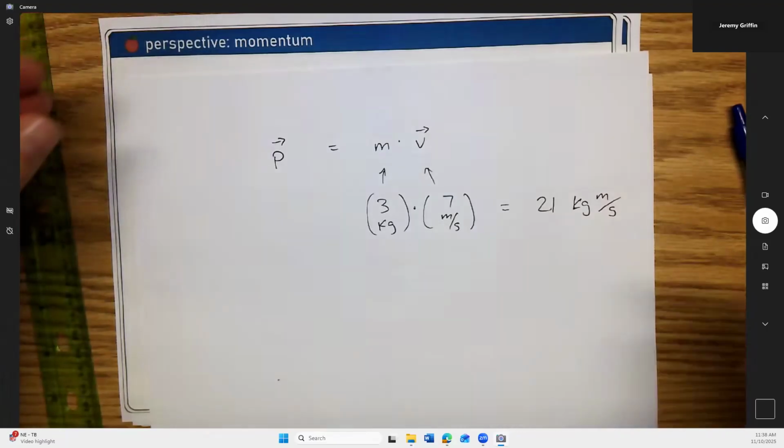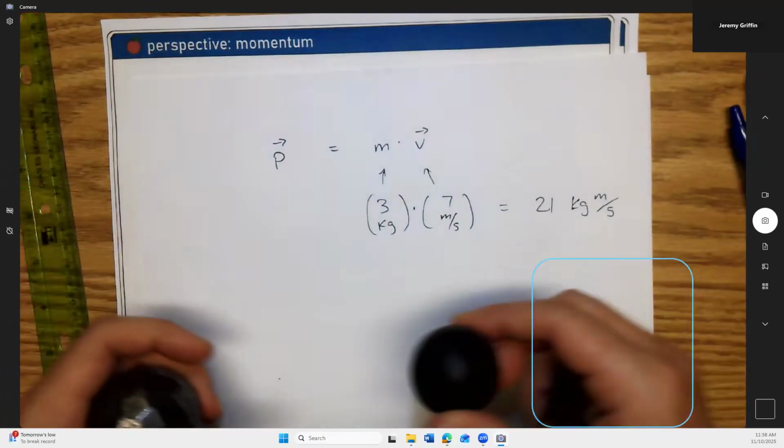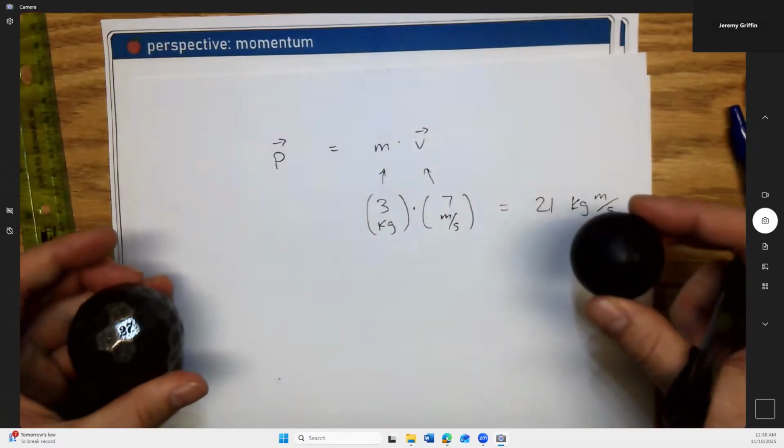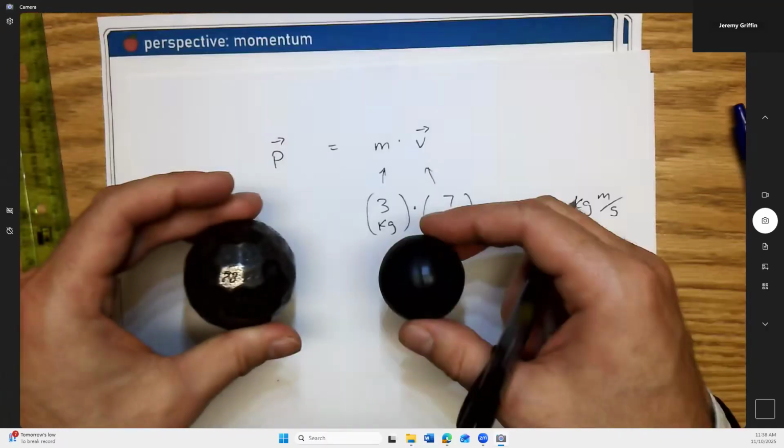If it collided with something else, and this has, say, negative 10 units of momentum, then guys, what's 21 plus negative 10?